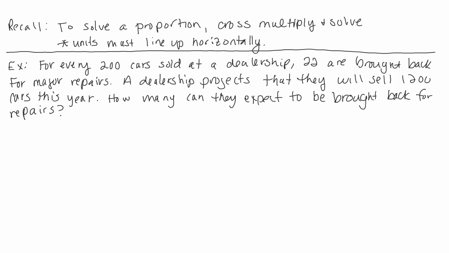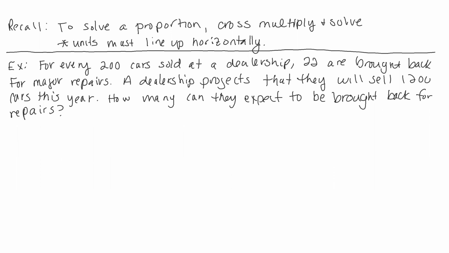So again, what you need to do to solve a proportion is to cross multiply and solve. And we're going to set up our proportions, making sure that the units line up horizontally. So with these problems, classically, you're going to be given one of the ratios or rates flat out. And then the second ratio or rate is going to be missing one of the two pieces. That's how we're going to set it up. We'll cross multiply, we'll solve. Okay. So in the first problem, let's just dive in.